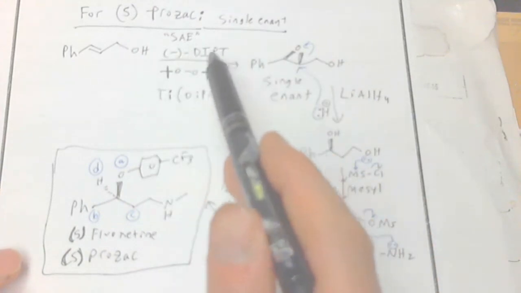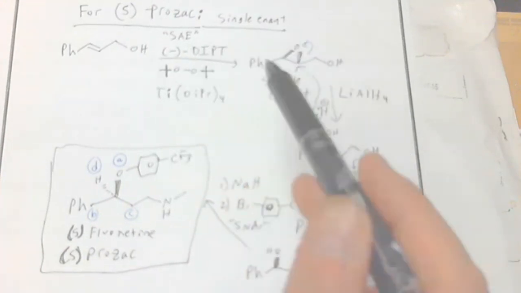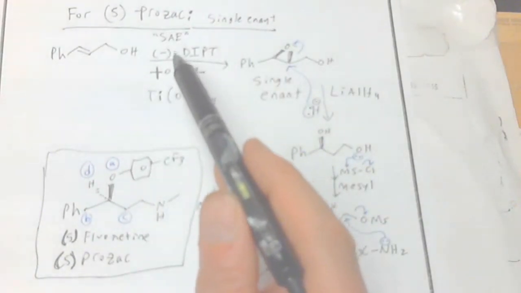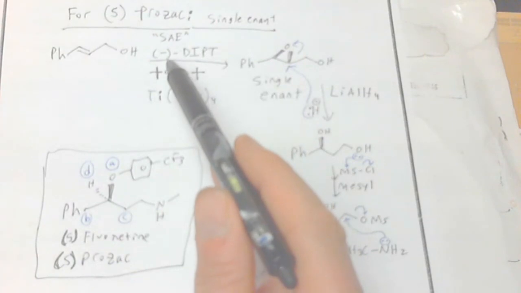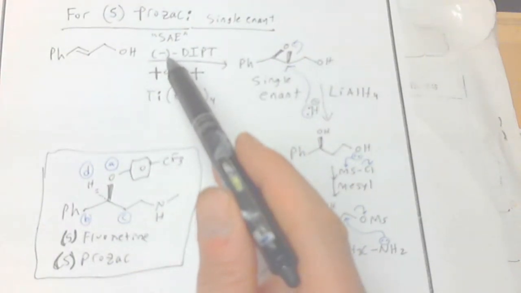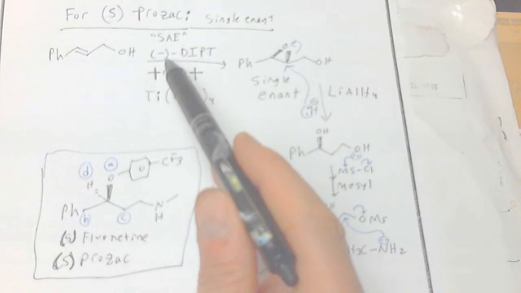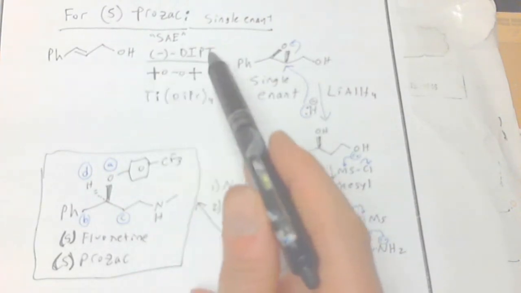Okay, so what are the obvious questions? Like, what's minus DIPT? What does the minus mean about DIPT? Minus probably means something, right? What does minus mean? Does it mean it's chiral or achiral? So usually minus or plus means it's chiral, right? So this is some kind of chiral molecule.